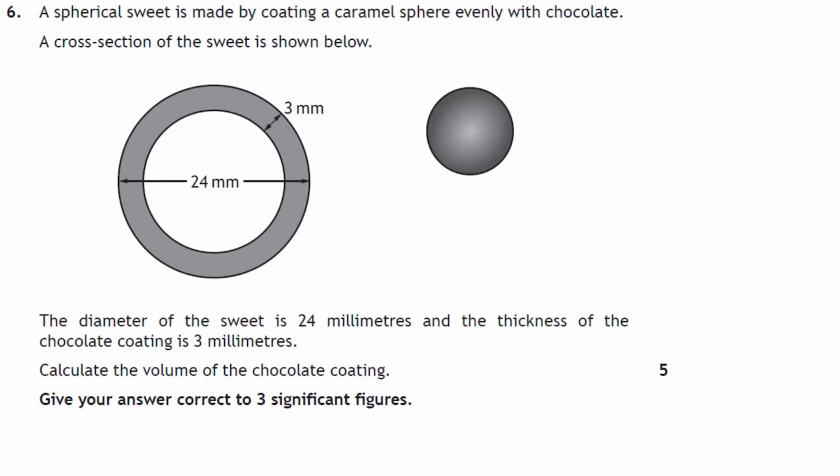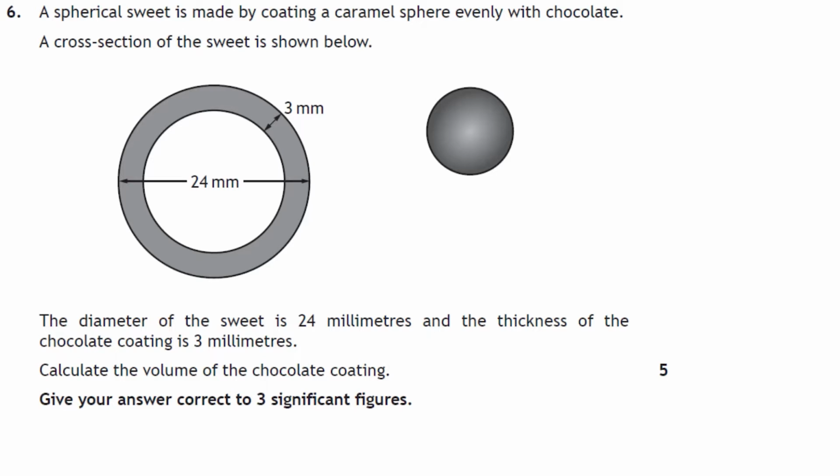Okay, question 6. So we've got a sphere, kind of chocolate caramel thing. Cross section is shown below. So we've got a sphere and the inside, the kind of white sphere, and then we've got the kind of chocolate layer on the outside. That tells us all the information here on the diagram. Coating's 3 mm, diameter of the whole thing is 24. Calculate the volume of the chocolate to 3 significant figures.